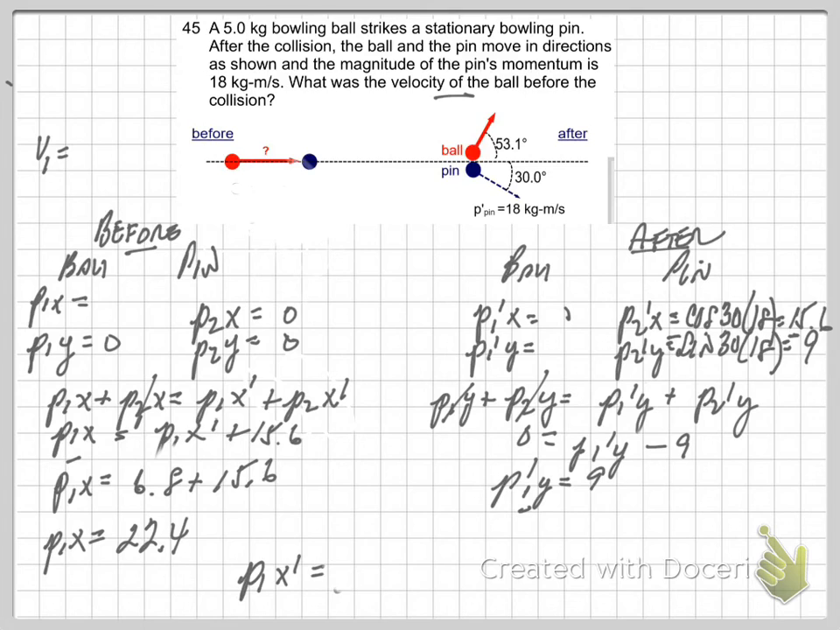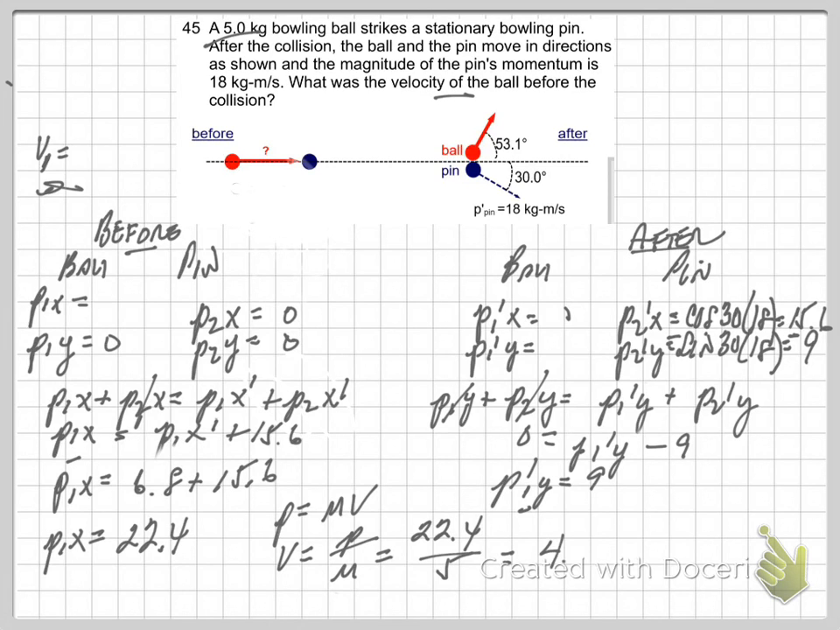Well, they didn't ask us for the initial momentum. They asked us for the velocity initially of the ball. So if we know momentum equals mass times velocity, velocity is going to equal momentum divided by mass. The momentum is 22.4, and the mass they gave us was 5. So we're coming up with a velocity of 4.48 meters per second.